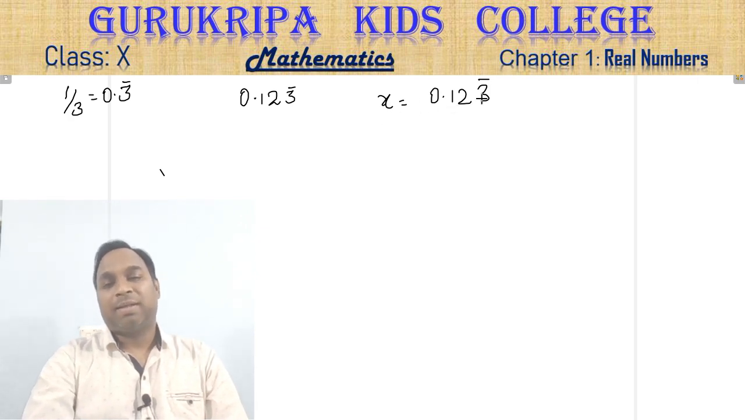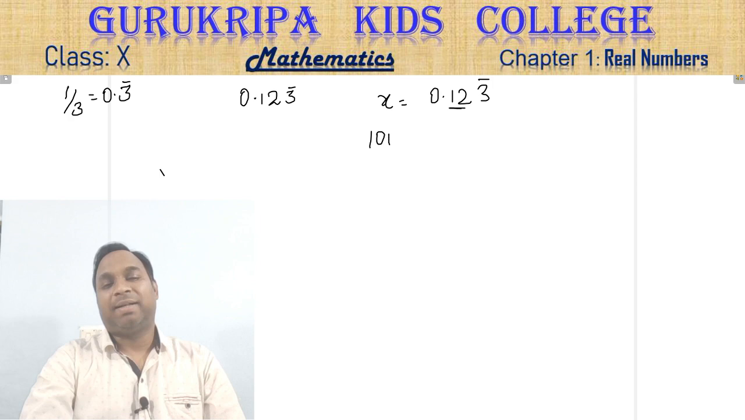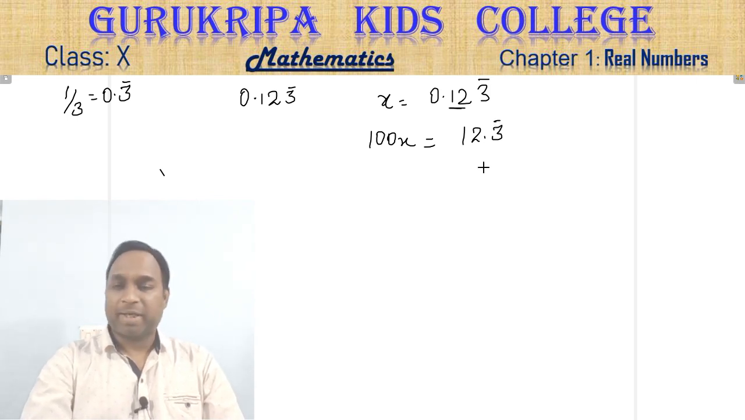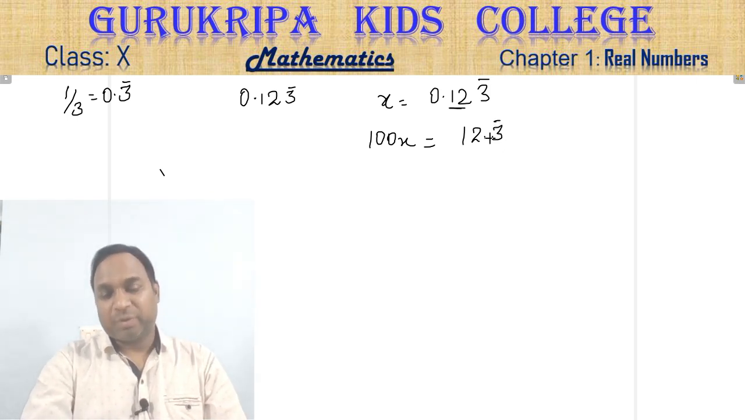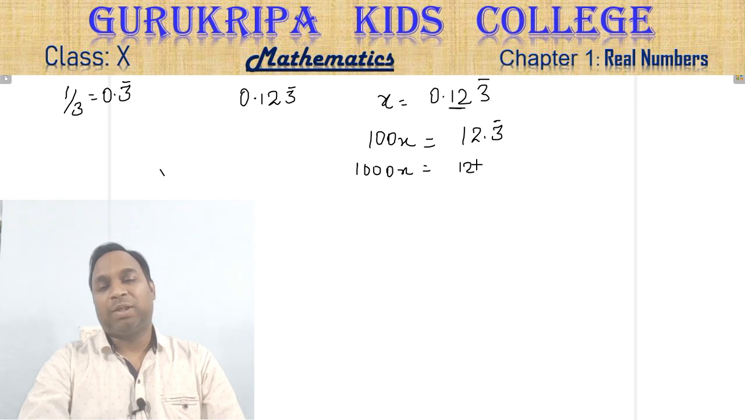Now you calculate. You have to get this non-repeating part on the left hand side. How will you get it? Find 100x. You will get 12.3. Now 3 is repeating. Okay. Now you have to get this one also on the left hand side. How will you get? 1000x. That is equal to 123.3 is repeating again.